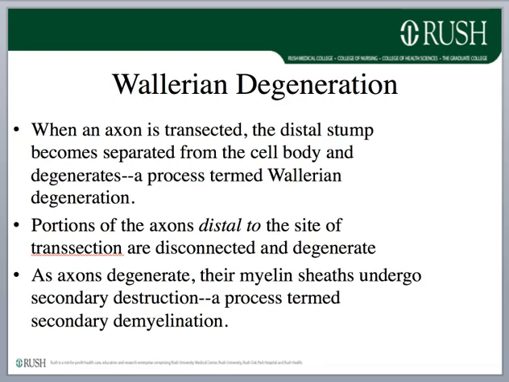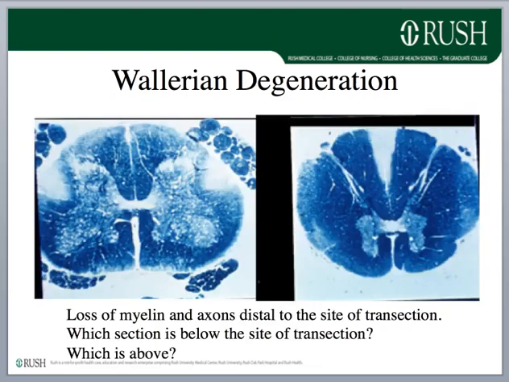So portions of the axon distal to the site of transection are disconnected and undergo degeneration. As the axons degenerate, their myelin sheaths undergo secondary destruction, and this is called secondary demyelination. And you can see this when you look at sections of spinal cord, such as in this set of images.